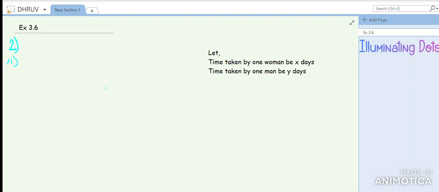So for the first case, we have to find the time taken to complete the job by one woman and one man. So we will write 2 upon x plus 5 upon y is equal to 1 upon 4. How did I get this?